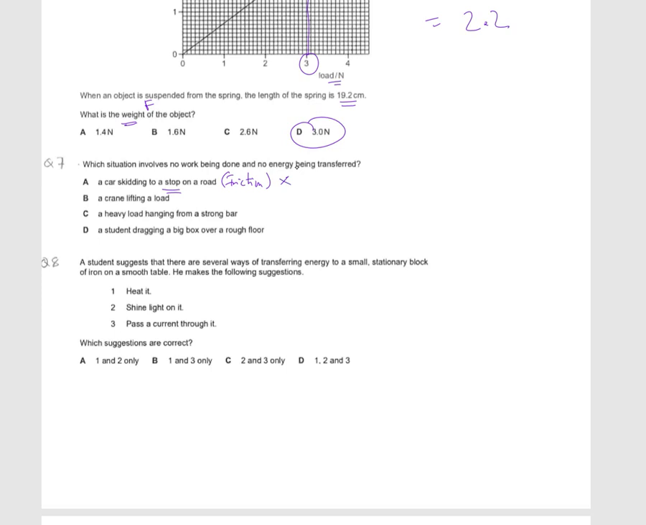Now, a crane lifting up a load. So that is GPE, so it's going up. So therefore, that's not the case. Now, the heavy load hanging from a strong bar. So you have a strong bar and something is just hanging there. It is not moving, it's just hanging up. So energy is not being transferred. You're just standing there. Okay, so it could be this one. Now let's take a look. Student dragging. So it's dragging, so that's kinetic energy. So energy is being transferred. So therefore the answer is C, because in C there's no energy being transferred. It's just hanging up there.